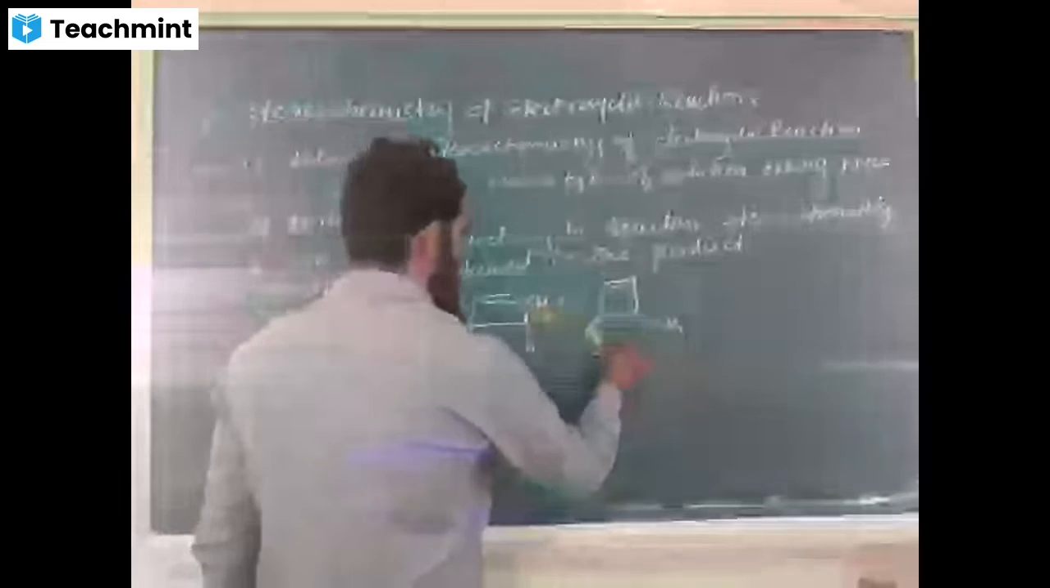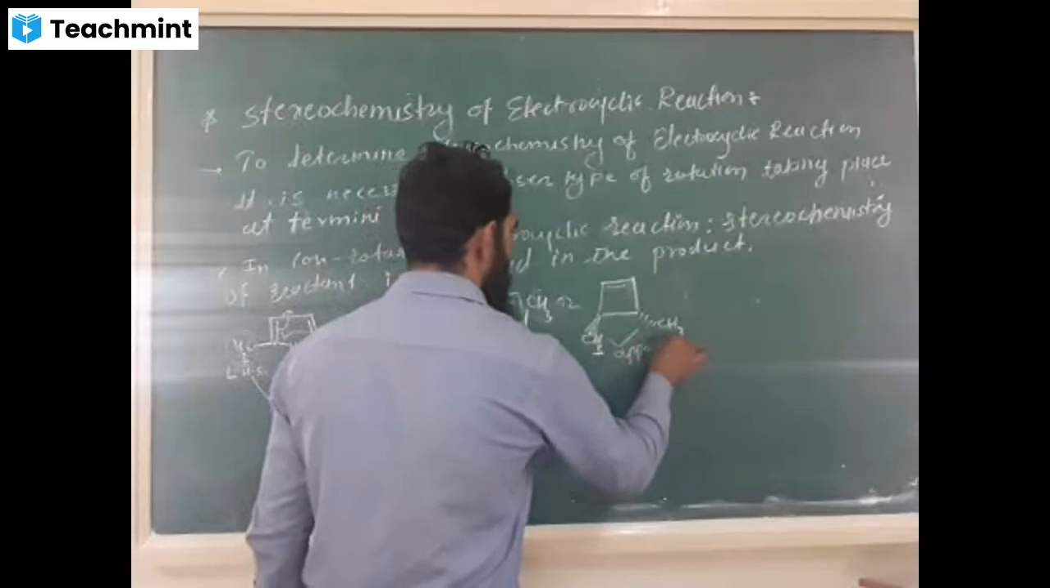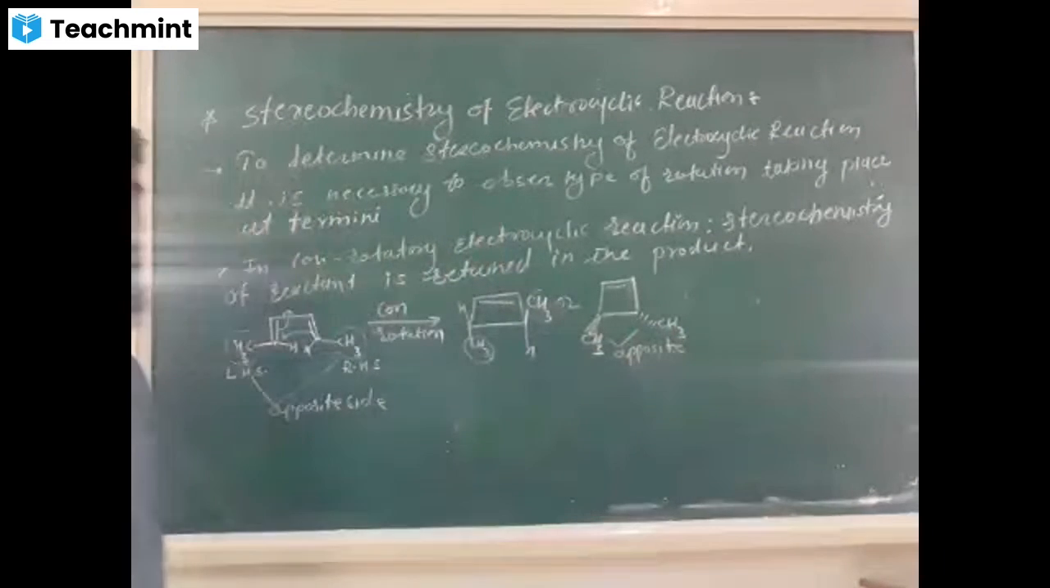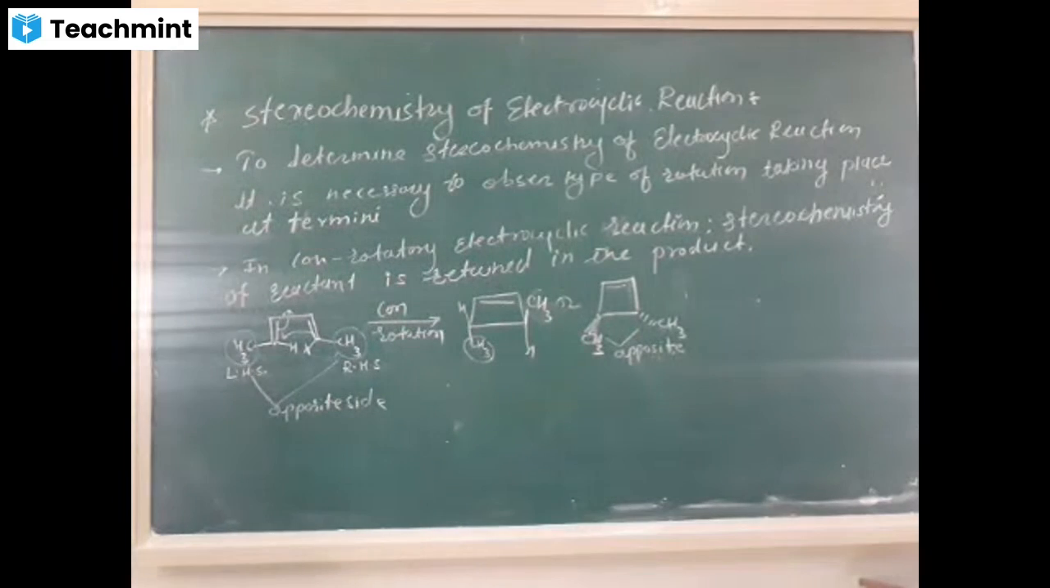So what we can say over here, these two methyl groups are again opposite. In product they are opposite, in reactant they are opposite. In product they are on opposite sides, in reactant also they are on opposite sides.